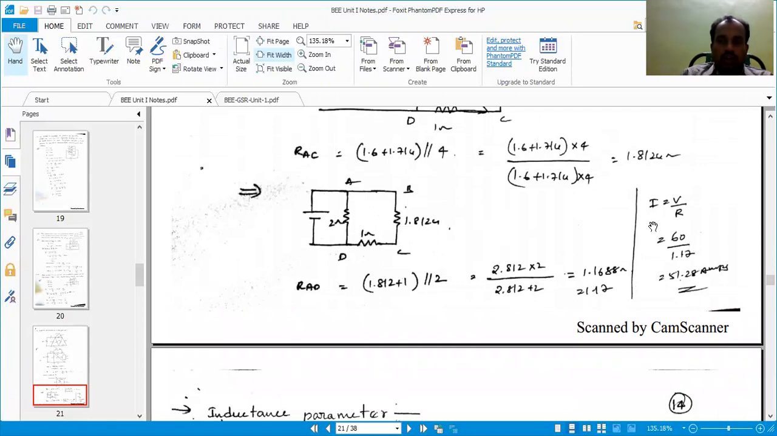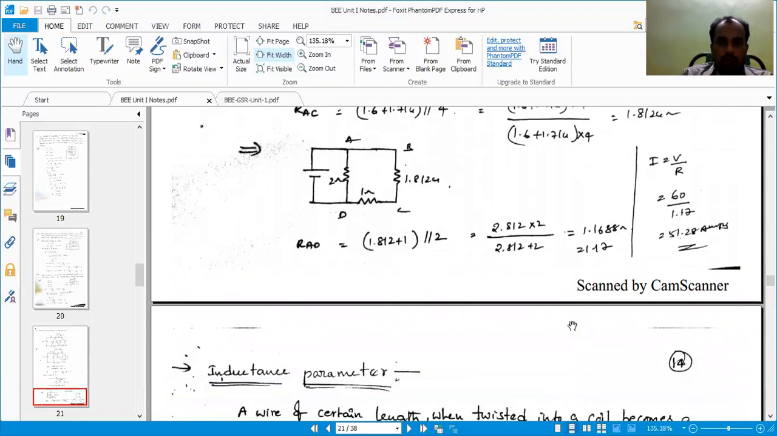The current value is equal to V by R. The V value is 60 volts. So total resistance equals 1 by 1.7.